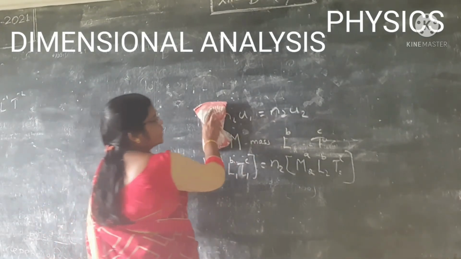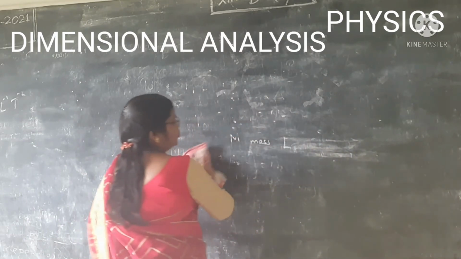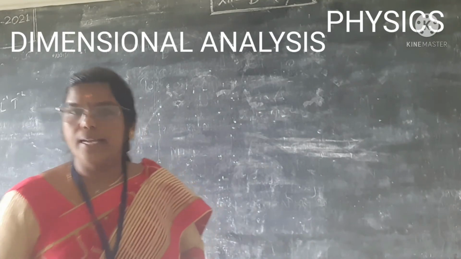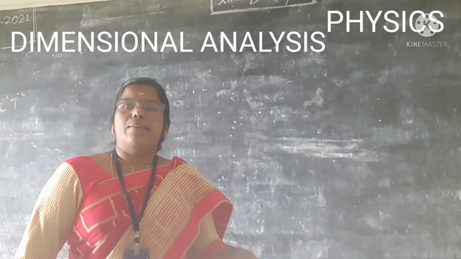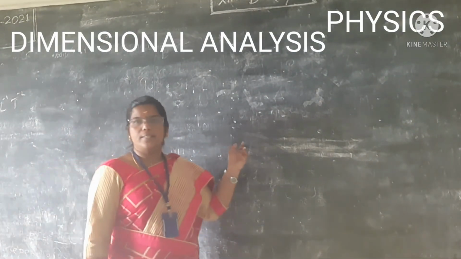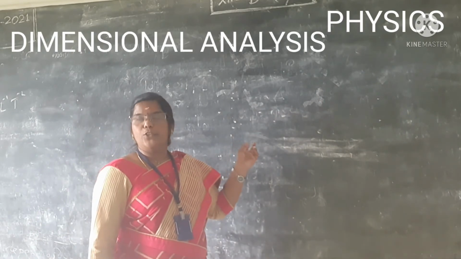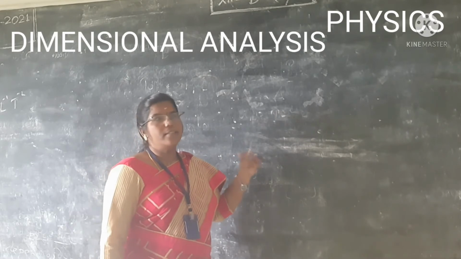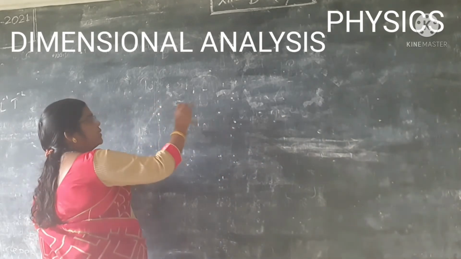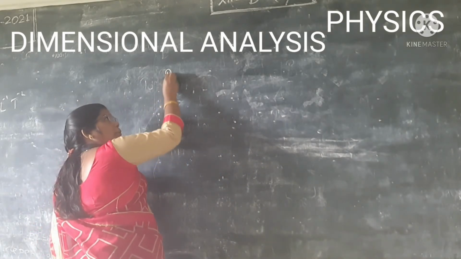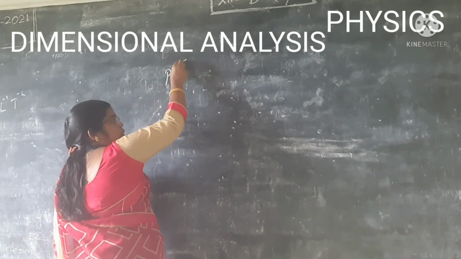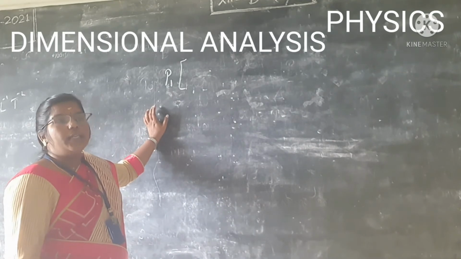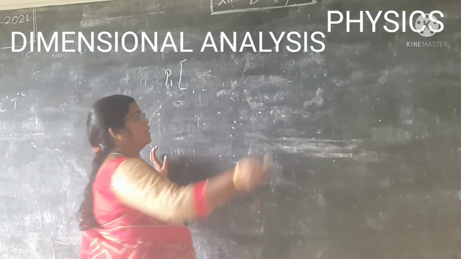Convert 76 centimeter of mercury into SI units, that is Newton per meter square. This is the question given. 76 centimeter of mercury is in CGS system and Newton per meter square is an SI system. For that, we can take the same P1 into pressure, and we should know the dimensional formula for pressure.